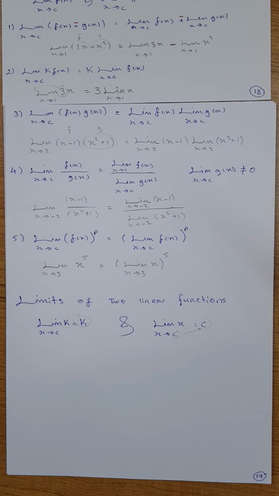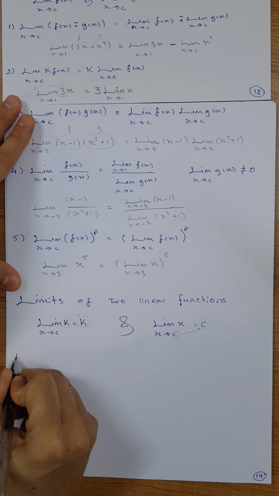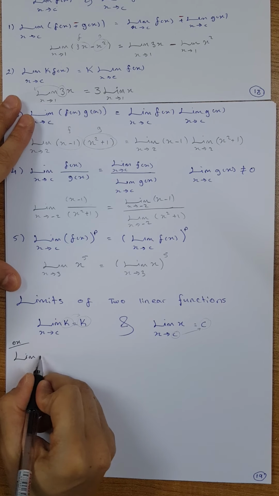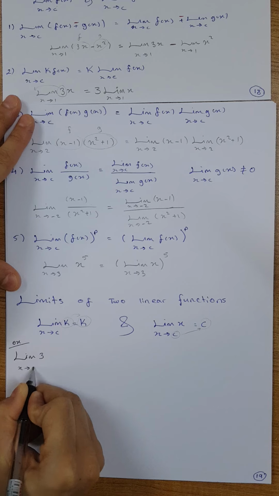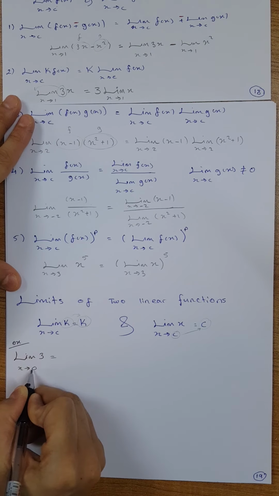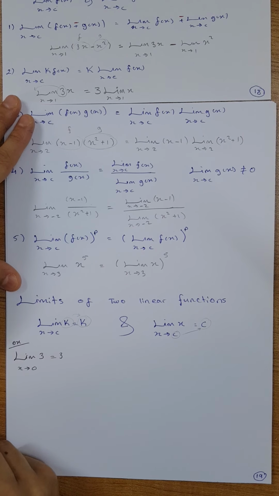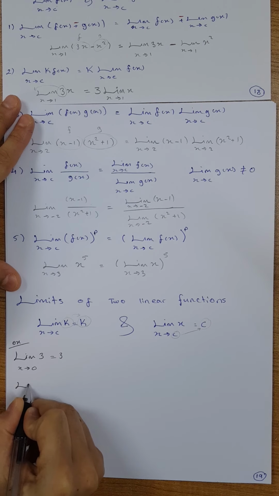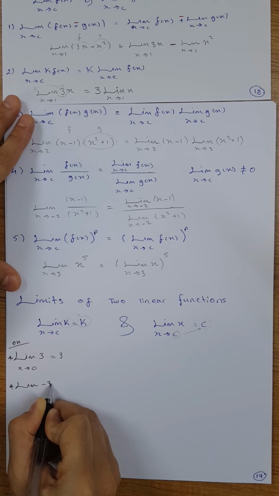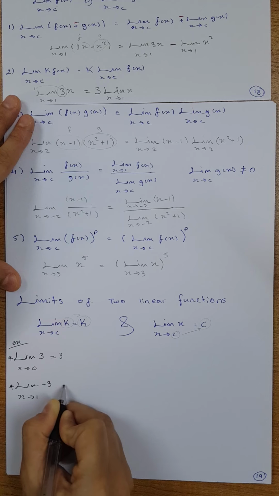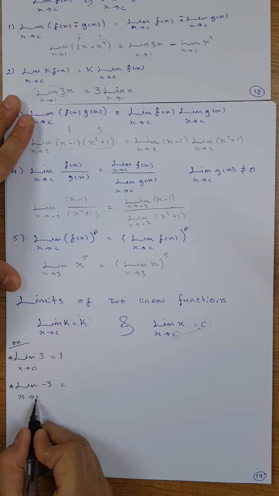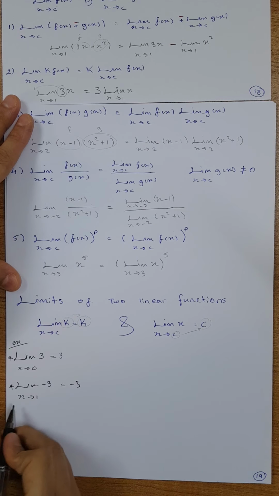For example, if I have got limit of 3 as x approaches 0, 3 is what? It is a constant. I don't care whatever x is approaching to. The result is again 3. If I have got limit of minus 3 as x approaches 1, that's equal to what? Minus 3 is a constant. I don't care whatever x is approaching to. The result is again minus 3.